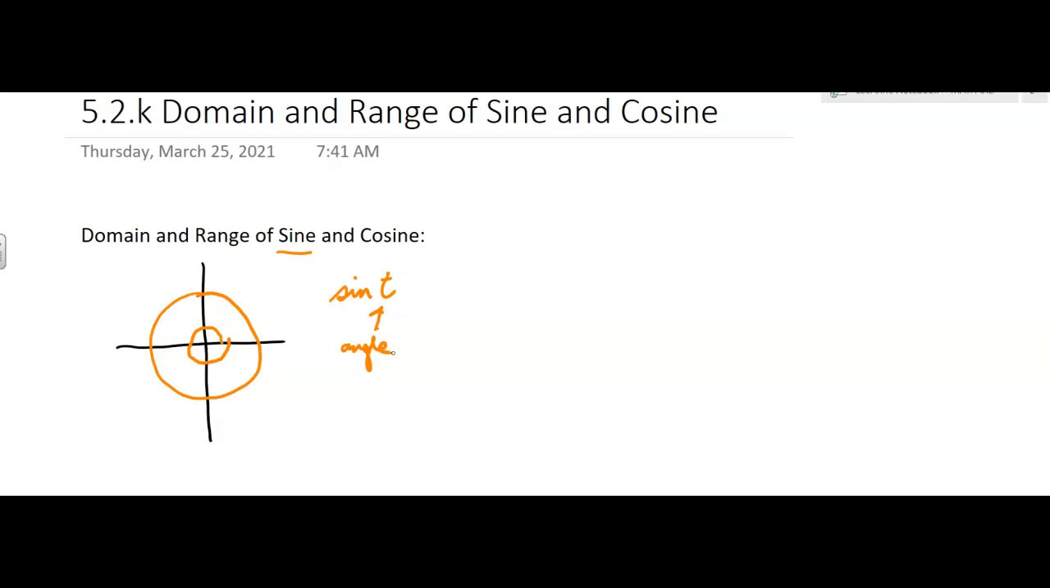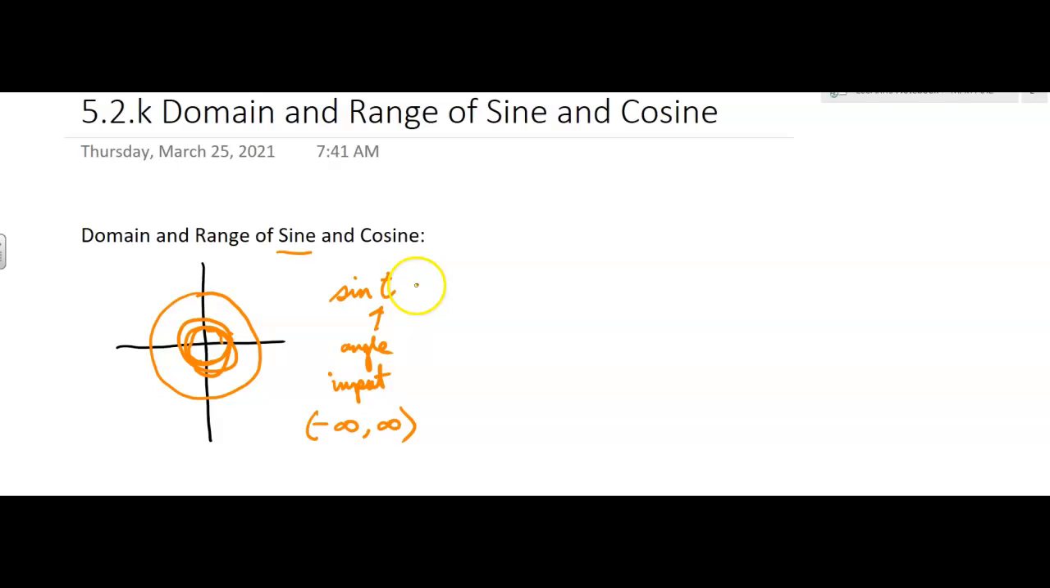You can keep going around the circle. Okay, the angle is the input. So t, you could have it be any angle. It could be in radians, right? So you can just go this way, or you can even go that way around the circle, right? So the input is all real numbers. Okay? But what's the output?